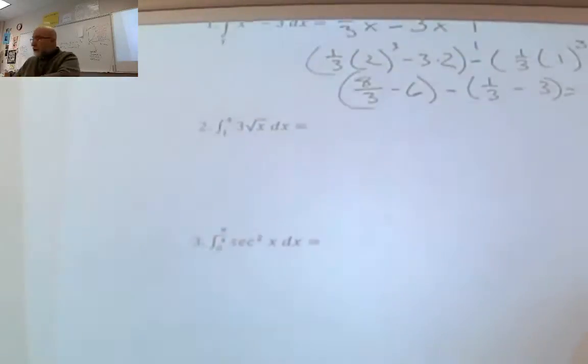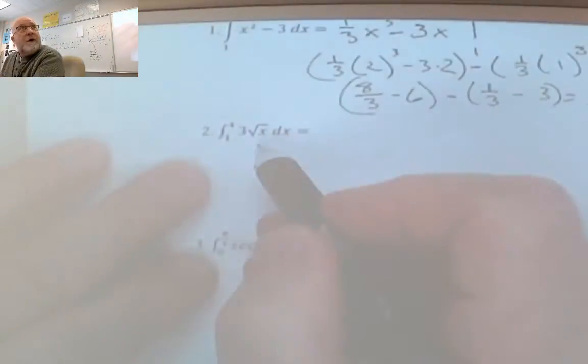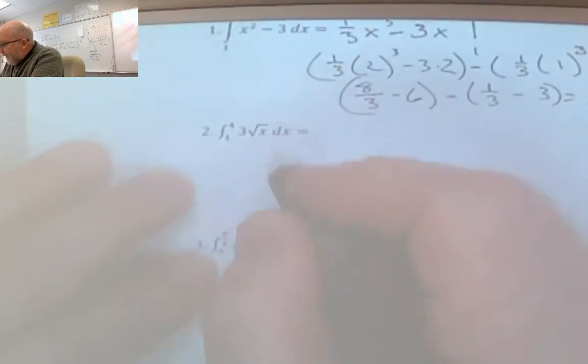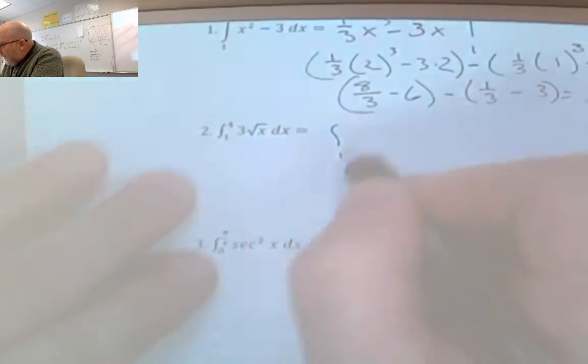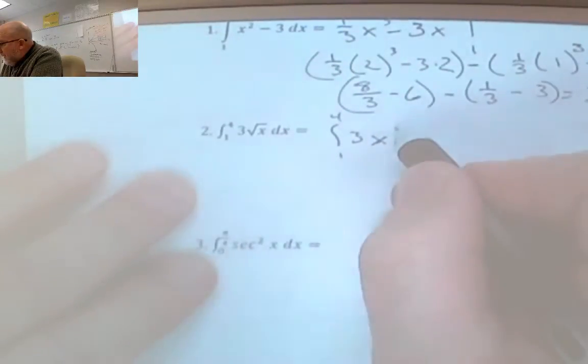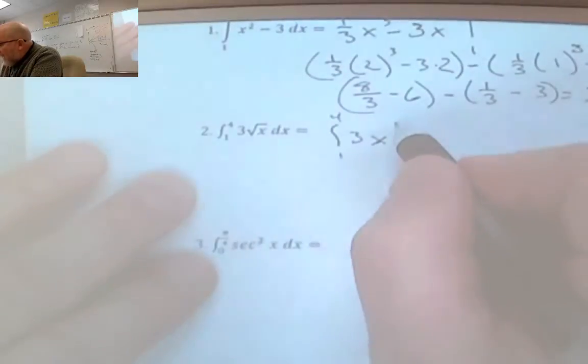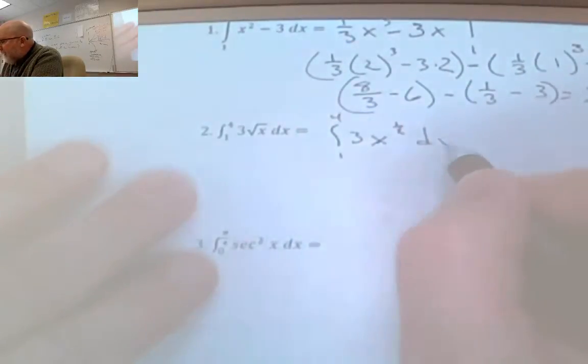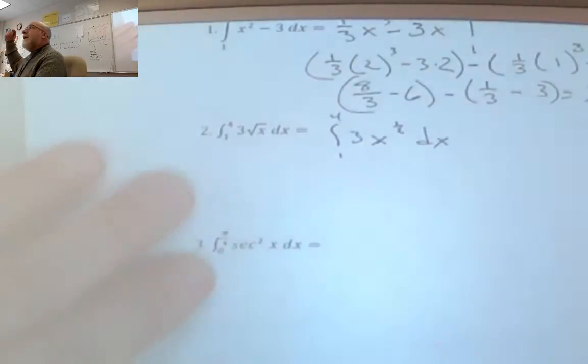Over here, number 4. Josh, to be successful on this one, we have to get an exponent here. So I'm going to write this as the integral from 1 to 4 of 3 times x to what power? It's a positive 1/2 because it's above the x. Above, it's not in the denominator.